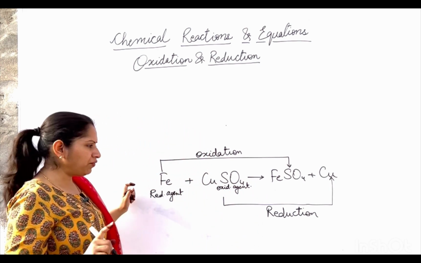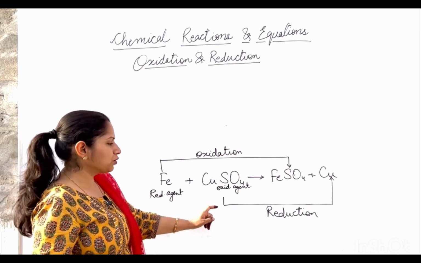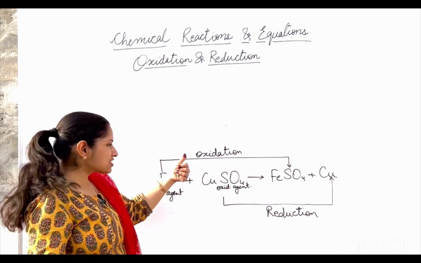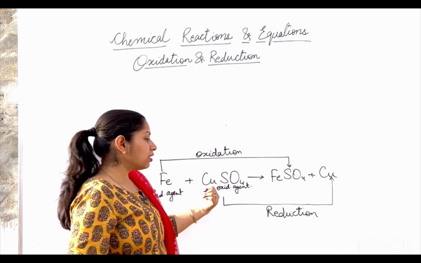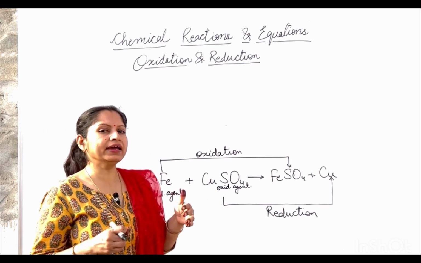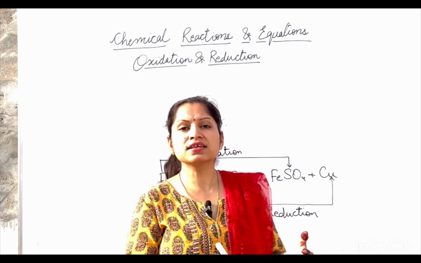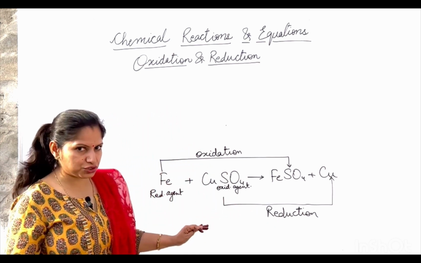Just identify one of them, the opposite will follow. For example, copper sulfate is undergoing reduction, so the other one is undergoing oxidation. What is the one undergoing oxidation itself? Reducing agent. And what is the one undergoing reduction itself? Oxidizing agent. So by reversing things, you can identify that. I hope that is clear to you all.